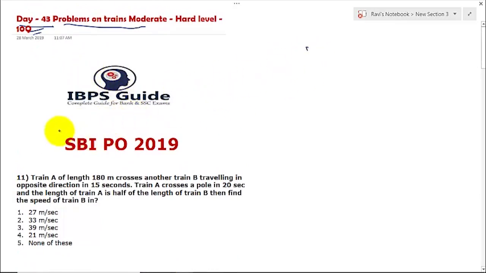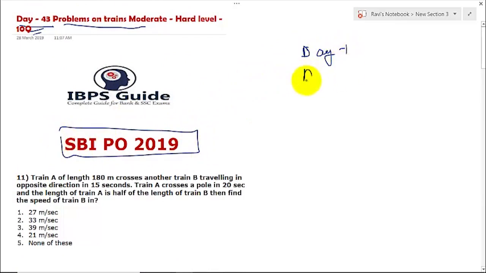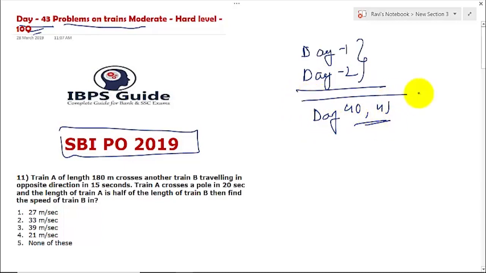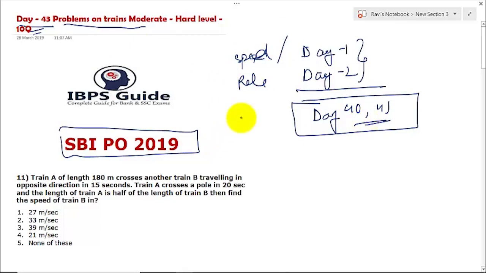Our mission is SBI PO 2019, and please watch the day 1 and day 2 videos, because in these two videos we have talked about the tips of multiplication, finding square root and others which you are going to use in our problems. Also go through the videos of day 40 and 41, because in these two videos we have given you the concept of speed, time and distance. This is a sub part of speed, time and distance, and we have also talked about relative speed in these videos. So make sure that you go through all these videos before coming to this session.